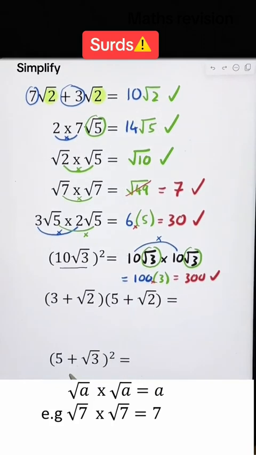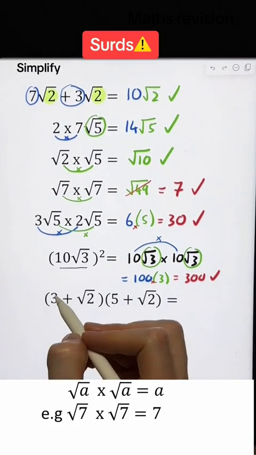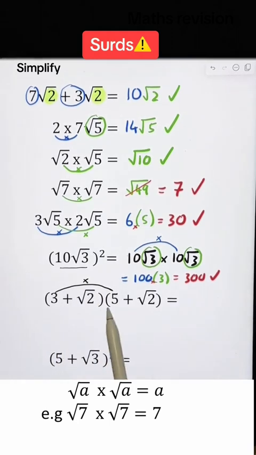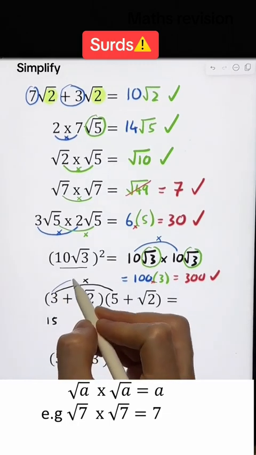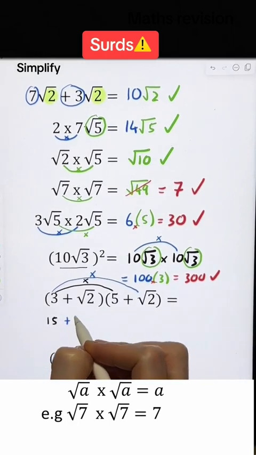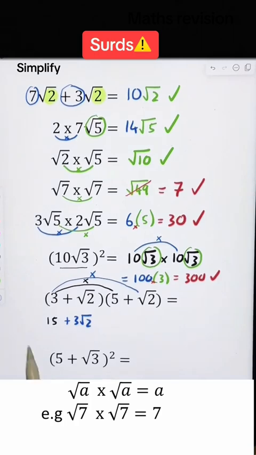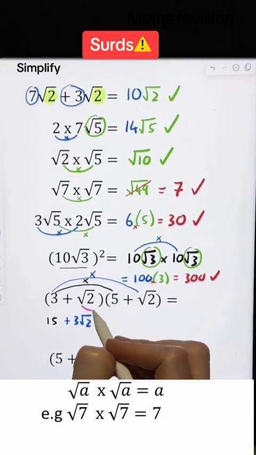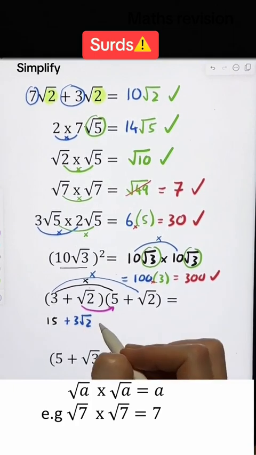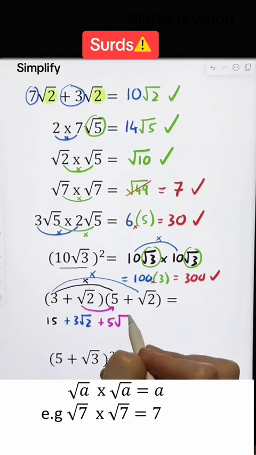When expanding double brackets involving surds, I can apply the FOIL method. F stands for first. I multiply the first term in each bracket together. Here 3 times 5 will give us 15. O stands for outside. I multiply my two outside terms together. Here 3 multiplied by positive root 2 will give us positive 3 root 2. I stands for inside. I'm going to multiply my two inside terms together. Here positive 5 multiplied by positive root 2 will simplify to give us plus 5 lots of root 2.